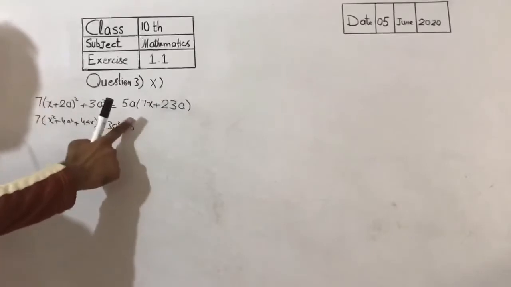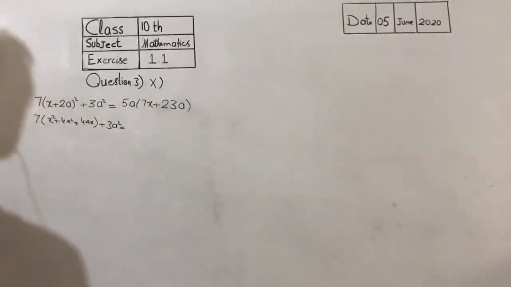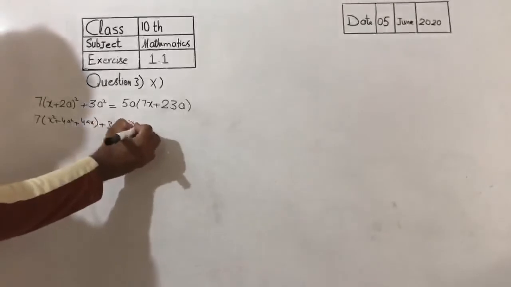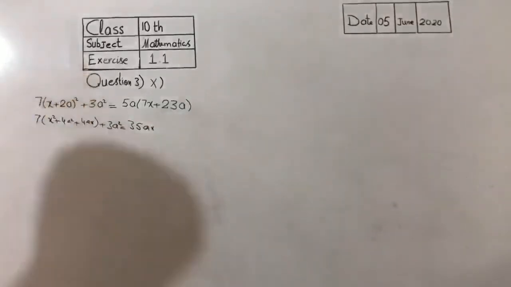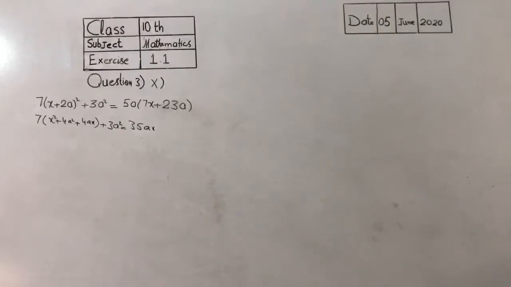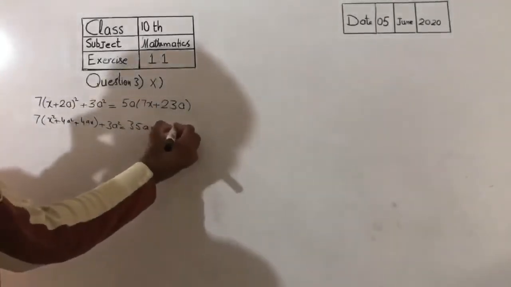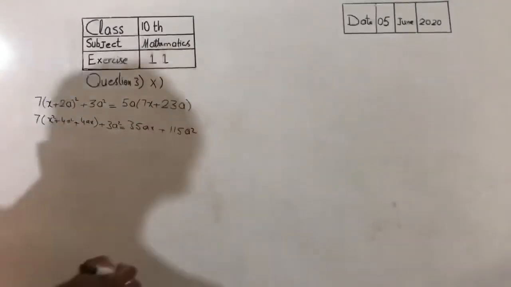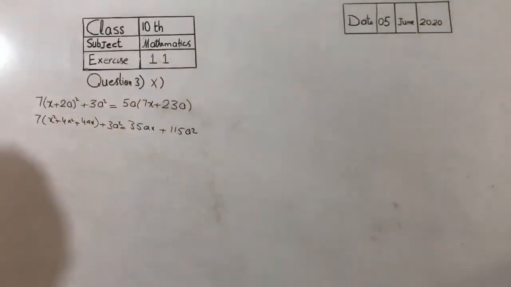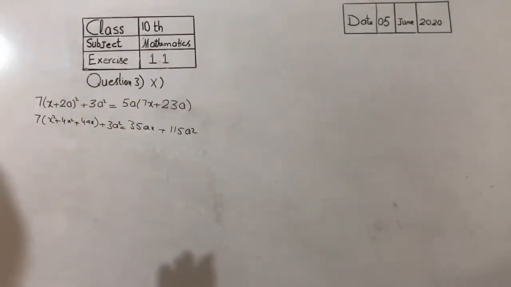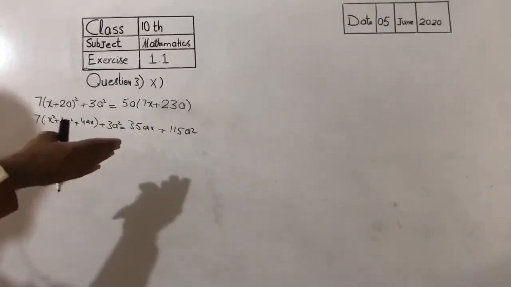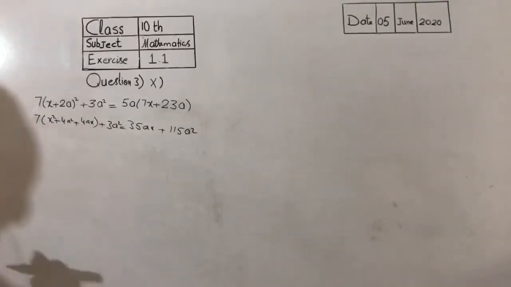I multiply 5a with 7x plus 23a. Here I get 35ax, and when I multiply 5a with 23a, I get 115a square. So here I write 115a square. As you know, in standard form of quadratic equation there is 0 on the right side, so we put all those two terms on the left side.